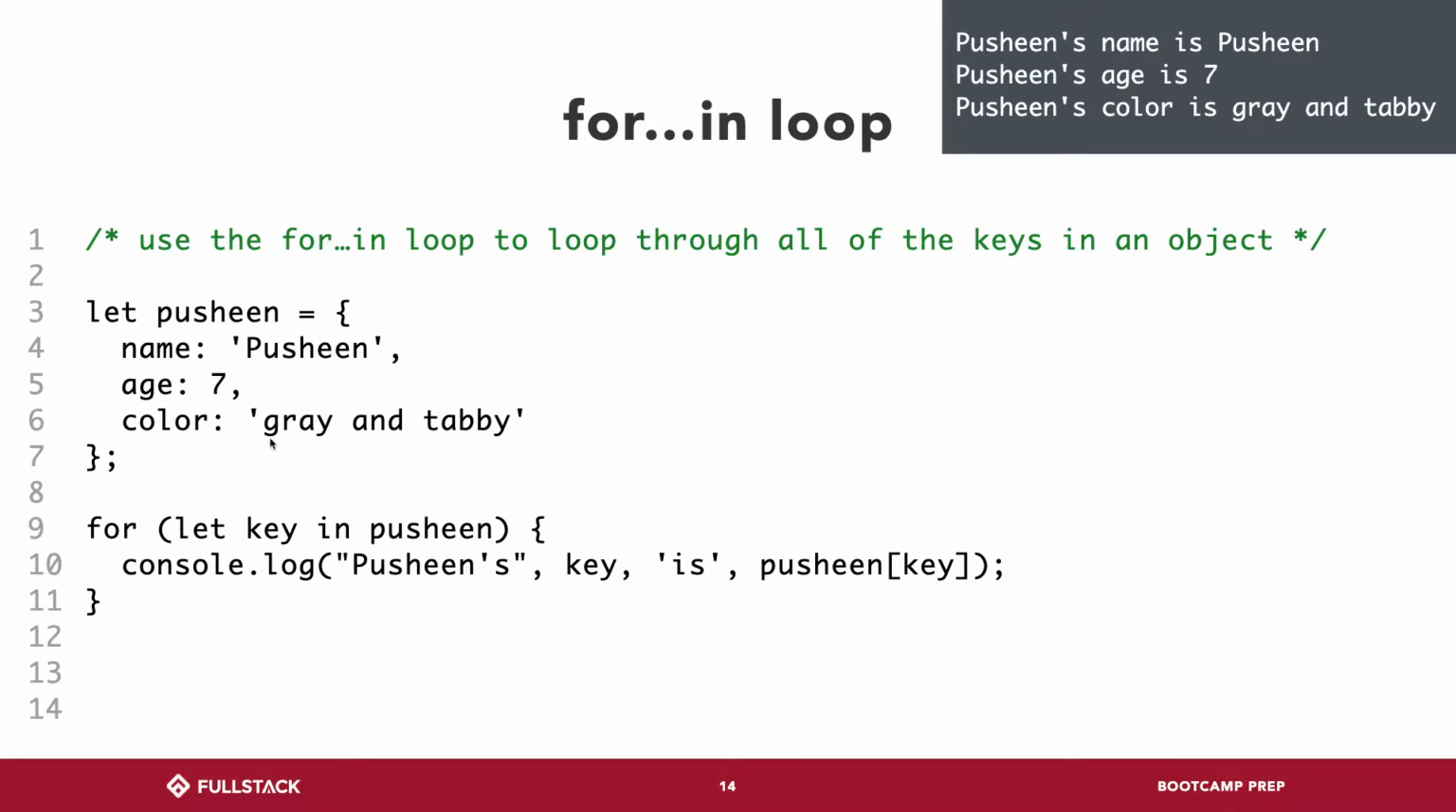The same thing is true here. Key, for the first iteration, will be name. In your code, if you ever do pushing at key, from top to bottom during that point in time, you will always get this string pushing. Because pushing at name is pushing, and that will always be true.